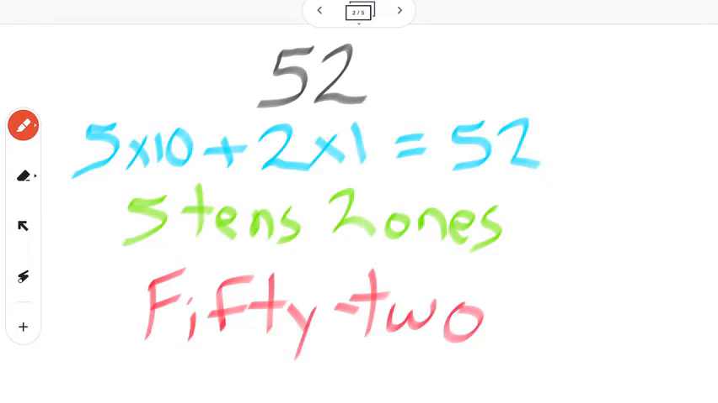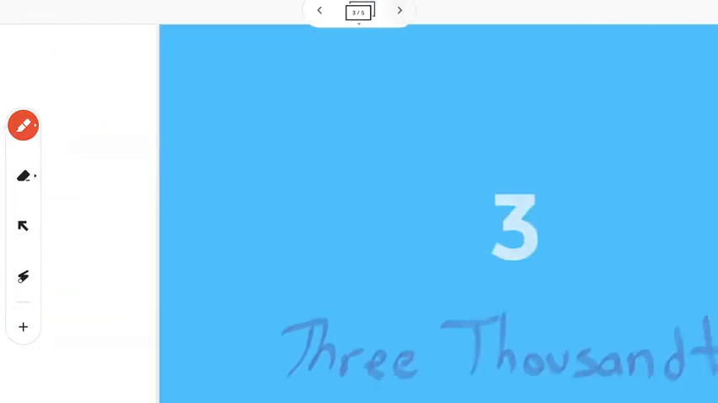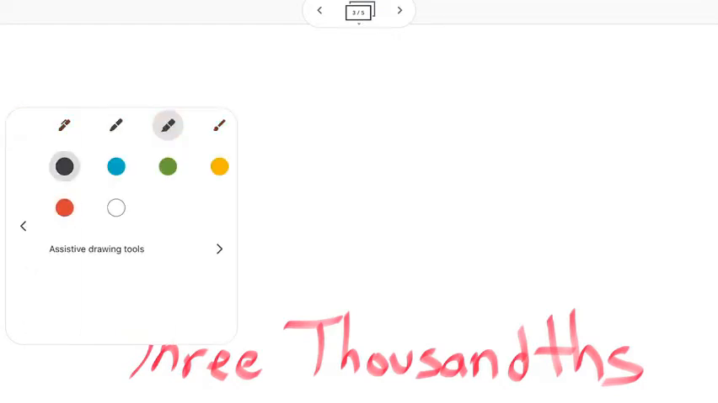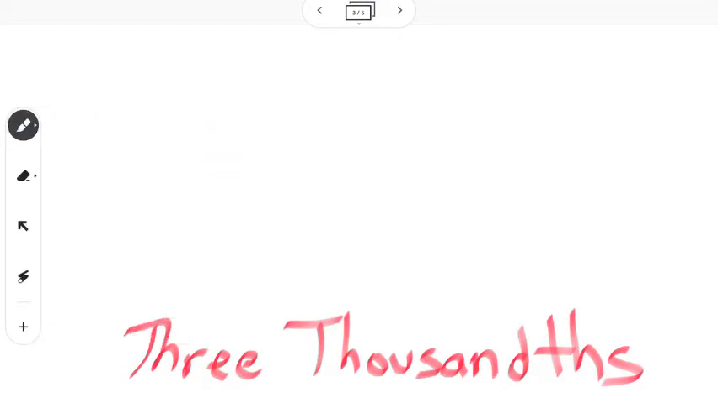So again, I started with a standard form. They're not always going to ask you to start with standard form. Sometimes they're going to start with unit form or word form. And in this example, we started with word form.